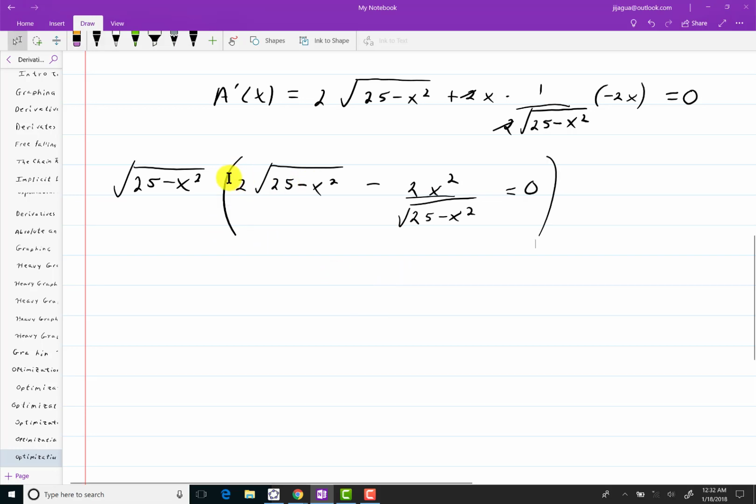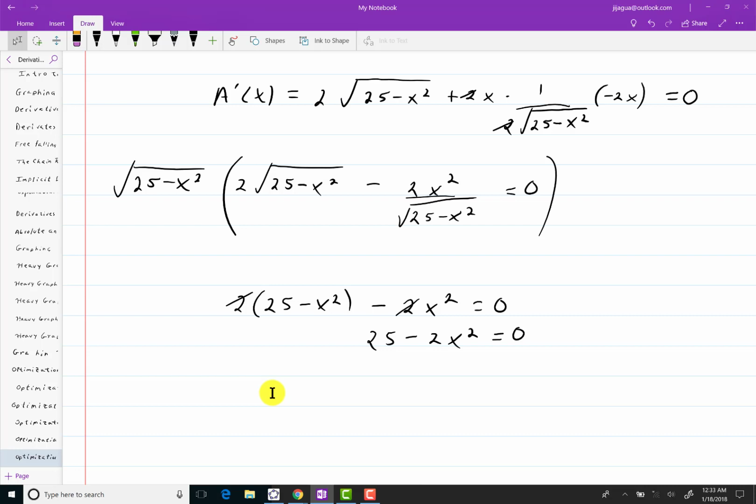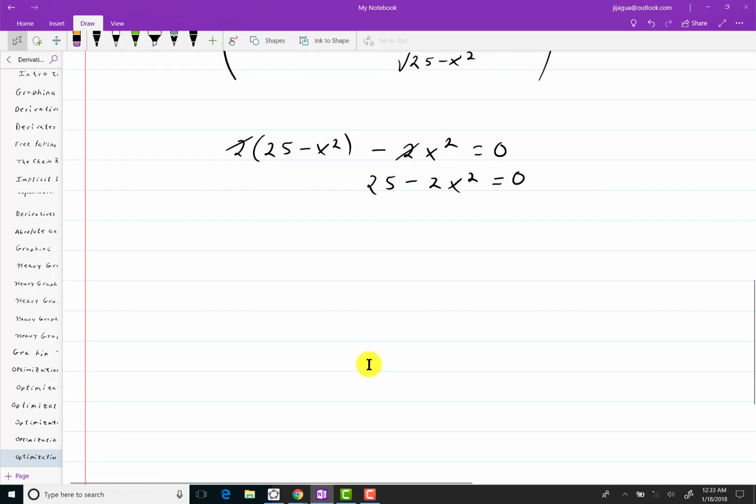For this piece, I'll get 2 times 25 minus x squared. Minus, this is the beautiful part. This square root here, when it multiplies to the second piece, will clear that denominator completely. And you'll have minus 2x squared equals 0. Now, like normal, I'll combine and do all the other stuff. I can't help it. I'm going to divide by 2 right now. I can't stand it. It's so easy to do, I'm going to do it. So what do I have left over then? I have 25 minus 2x squared equals 0. And so 25 over 2 equals x squared.